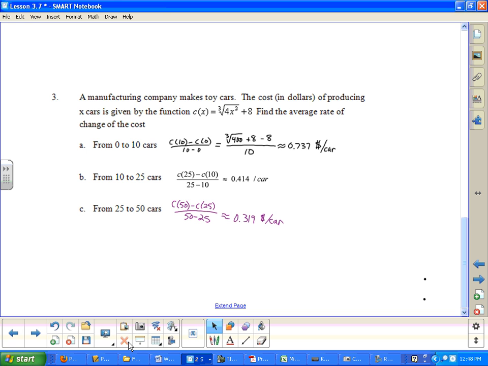Yep. You're finding these numbers 0, 10, 25, and 50, those are just your x values. And what's in the numerator is the y value you get from those x values. So if you just put the function in your y equals, it works really well that way. Okay.